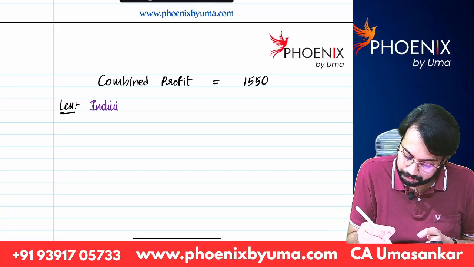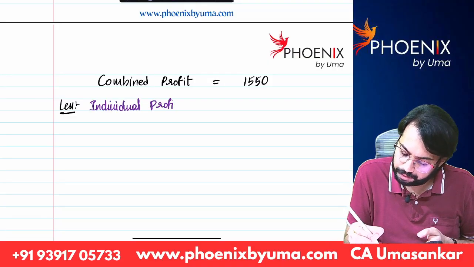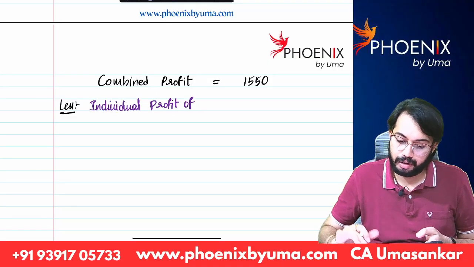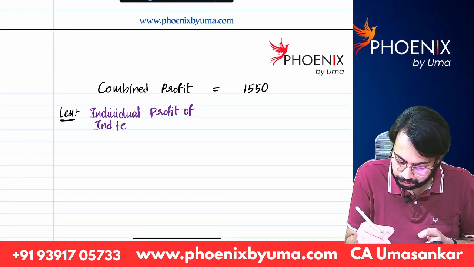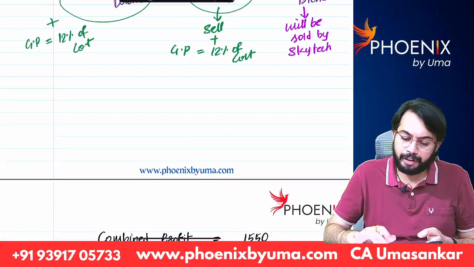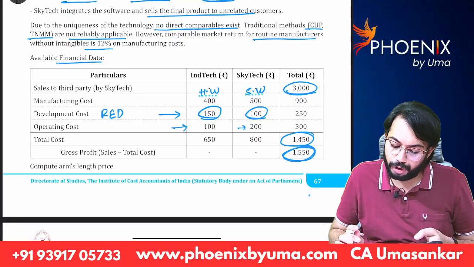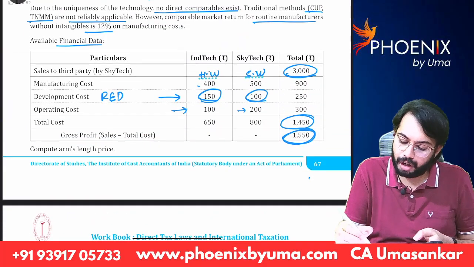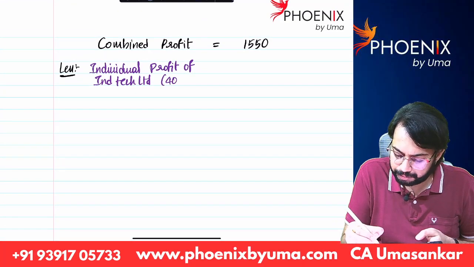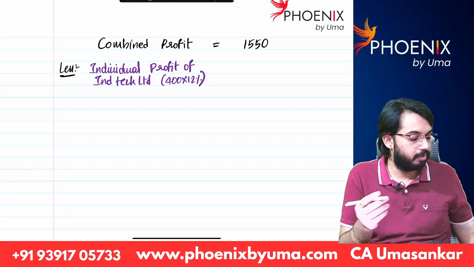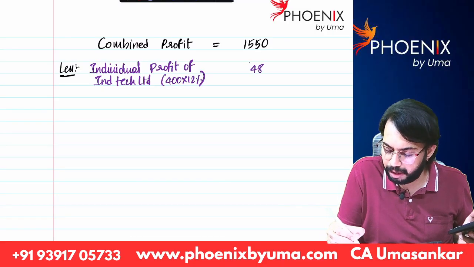Individual profit of Inditech Limited. How much? Individual profit of Inditech Limited is 12% of cost. How much is the cost of the drone? 400, right? So 400 into 12% is 48. That will be reduced.